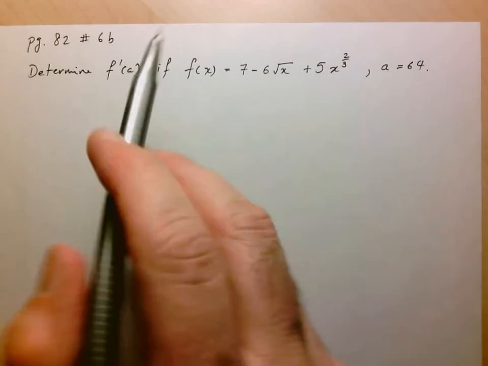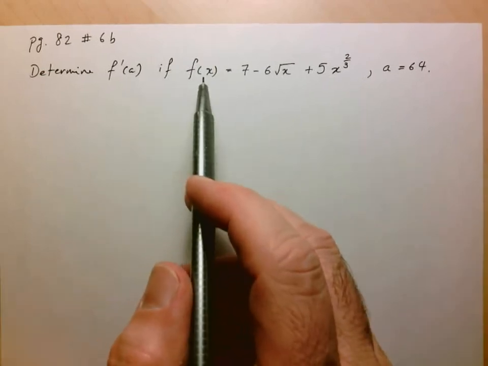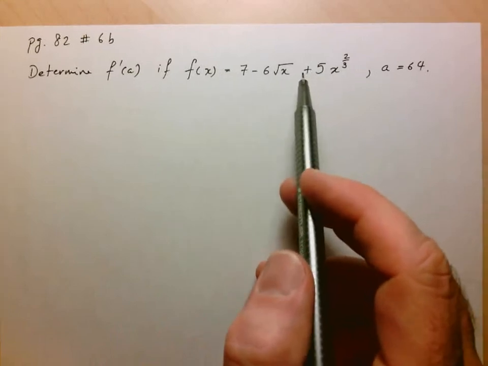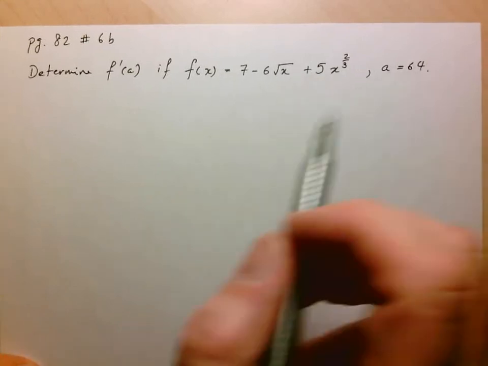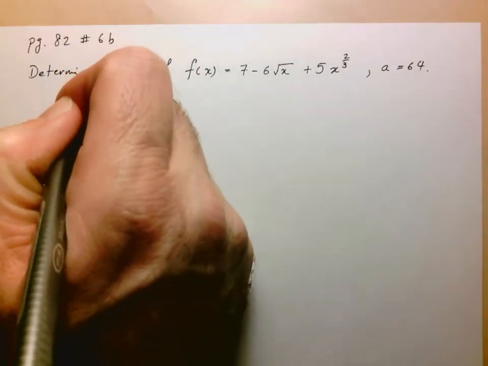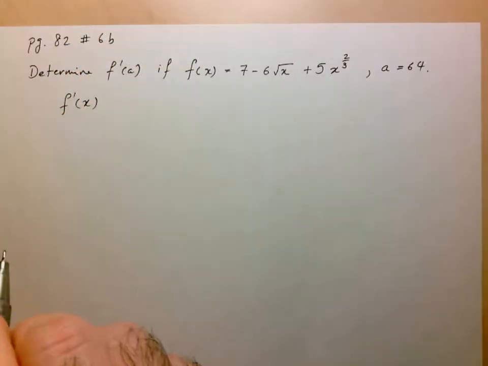Except now, it's much easier to just find the derivative function, and then once we have the derivative function, input a equals 64. So that's what we'll do here. I'll start by finding f prime at x.